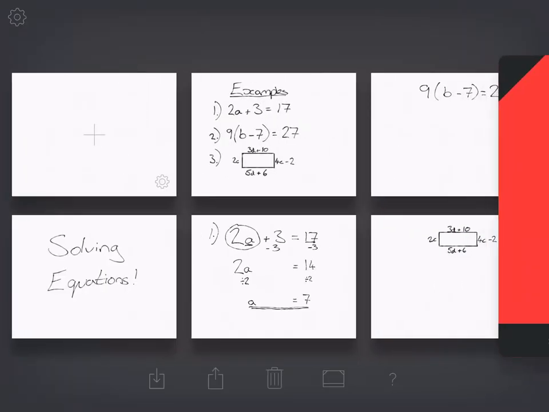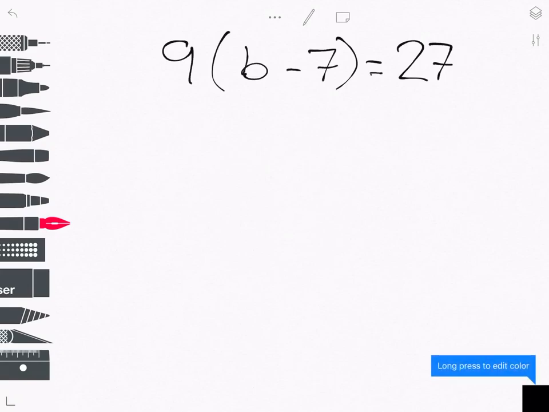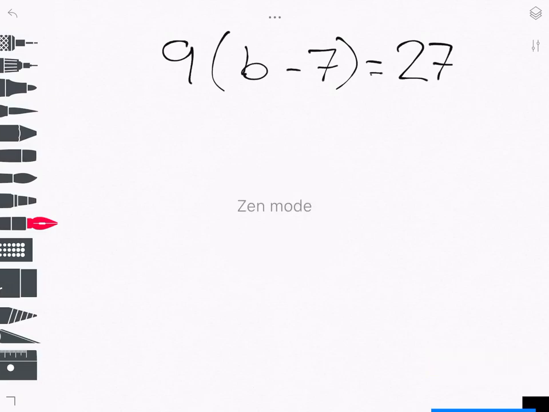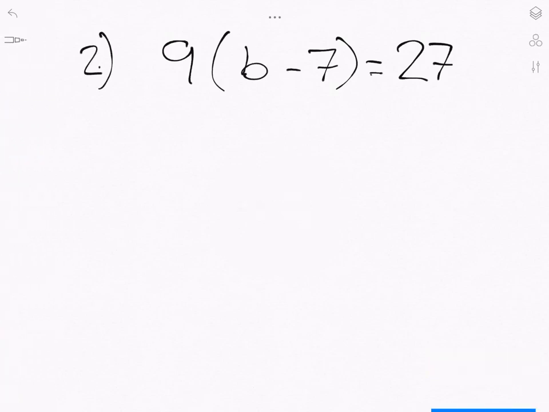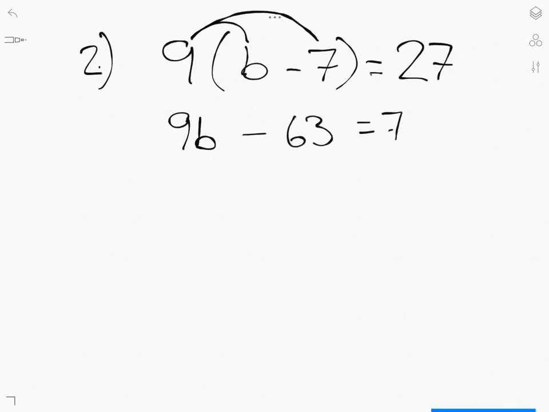Okay. So the next example here, expanding brackets, a little bit more tricky, but we should be able to do it still. So the first step is to expand the brackets. So we do this 9 times b. So 9 lots of b, it's just 9b. And then we do 9 times minus 7. So it's going to be a negative times a positive, so it's going to be negative. And 7 times 9 is 63. So 9b minus 63 equals 27.